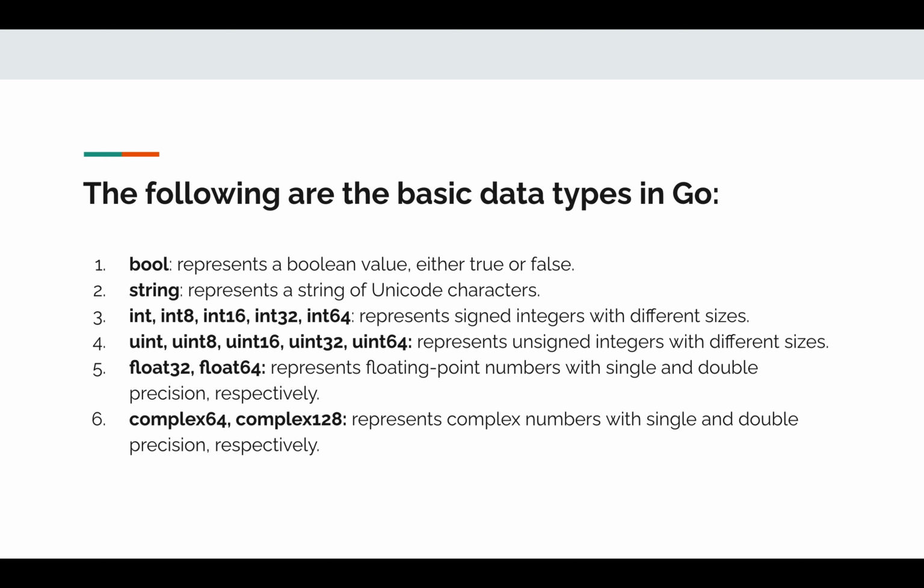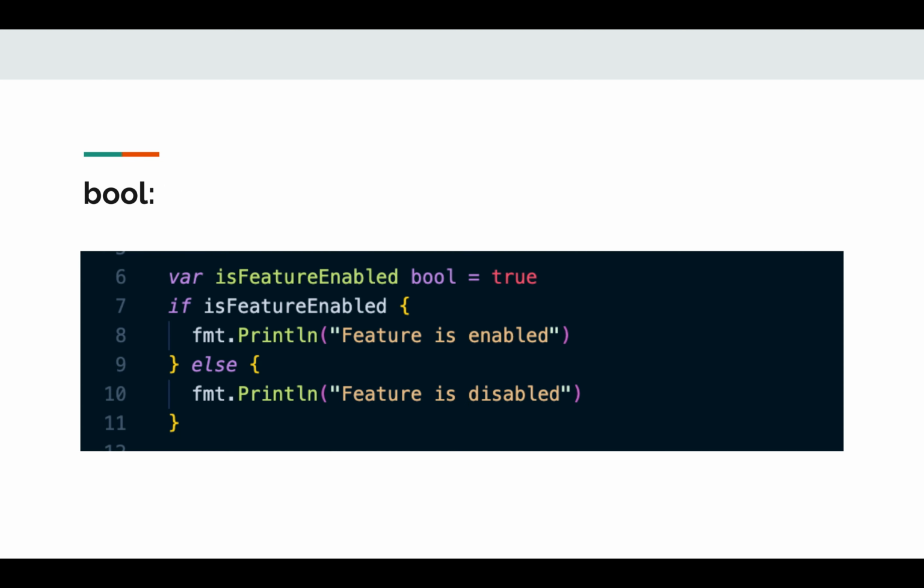Uint, uint8, uint16, uint32, uint64 represent unsigned integers with different sizes. Float32, float64 represent floating point numbers with single and double precision, respectively. Complex64, complex128 represent complex numbers with single and double precision, respectively. Let's learn more detailed explanations of the basic data types in Go, along with some examples.